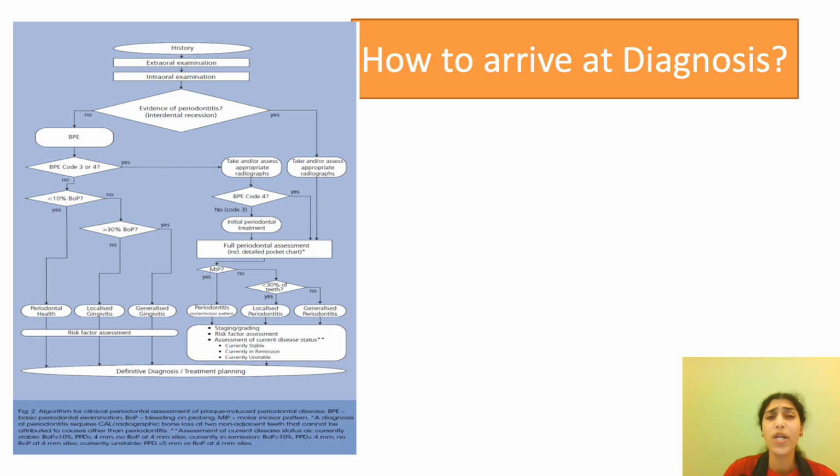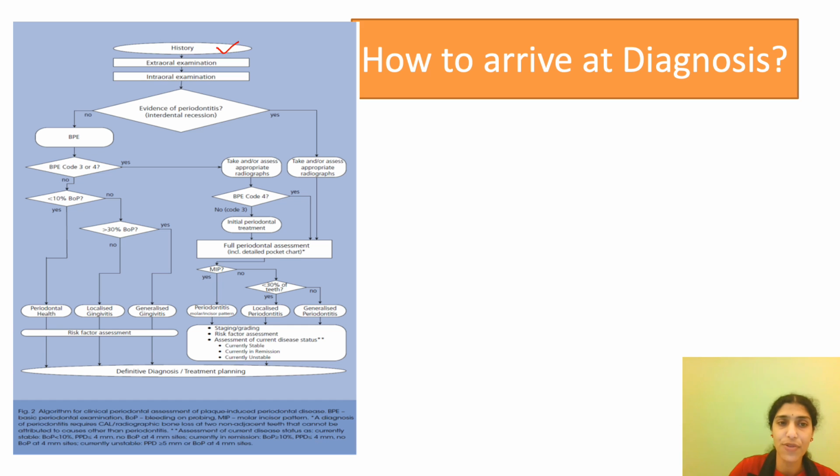Finally, using all the parameters, assessment of the patient has been done, and you get a lot of information now. You know the periodontal charting, you know the pocket depth, you know the attachment loss, maybe you have the radiographs, everything. Finally, you need to arrive at a diagnosis. So what is the protocol to arrive at a diagnosis?